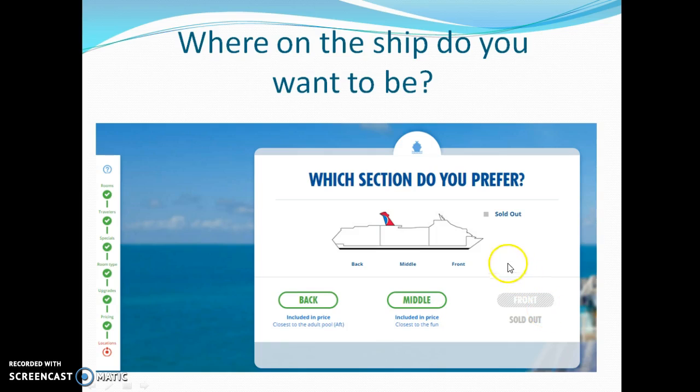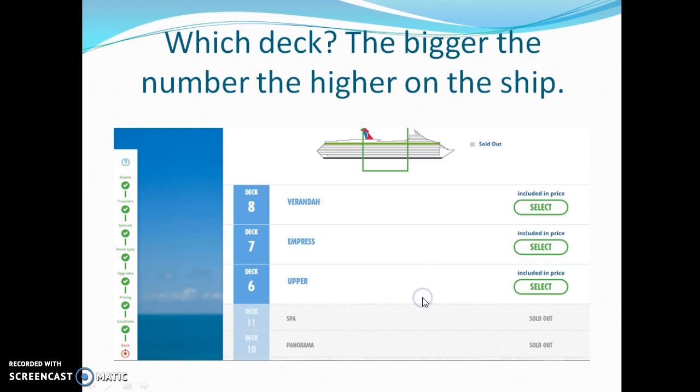Now it asks me where I want to be on the ship. Now you'll see the front on this particular cruise is sold out, this being this block right here. The middle section, of course, the midships, is right here. And the aft, or the back of the ship, is from about the funnel back to the back. I prefer to be in the middle because there's less rock and roll, so I will take the middle.